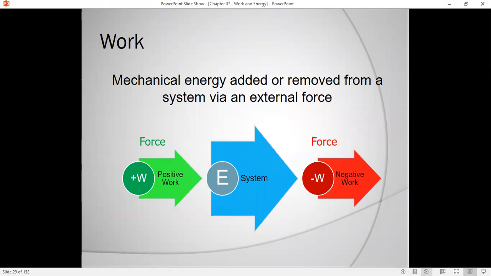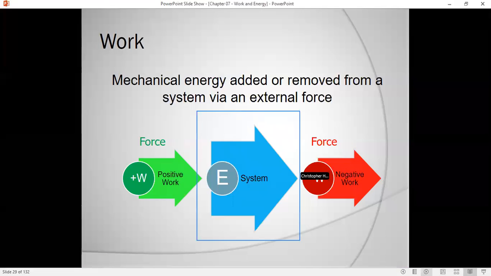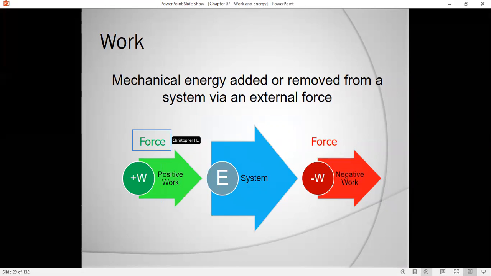So basically, if we consider that E represents the amount of mechanical energy that we have in a system, okay? If we want to increase that mechanical energy, we can use a force to add mechanical energy. If we want to remove some energy, we can use a force to take some of that energy away. Generally, what we see is that we take a force and we point the force in the same direction that the object or the system is traveling.